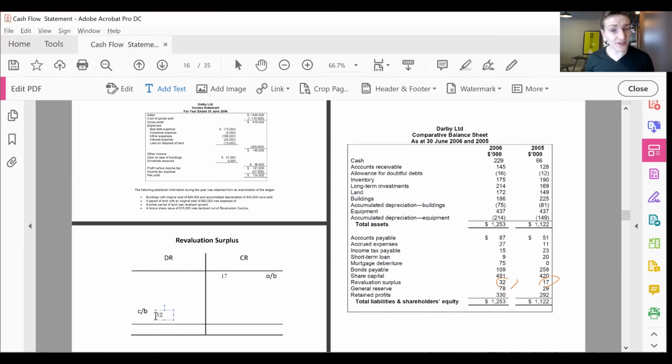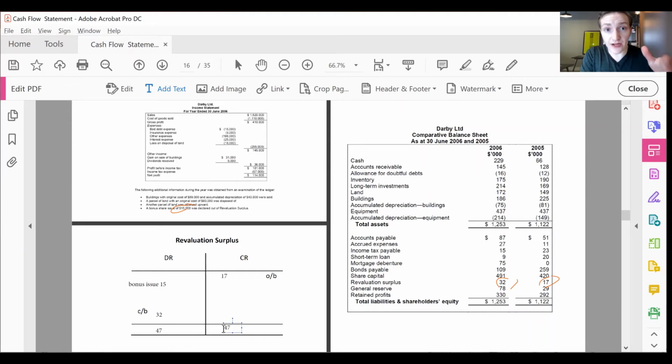So let's hunt down to see if there was one. It turns out that in the notes, there was in fact a bonus issue. The bonus issue here was 15,000. So we're going to be able to record that 15,000 bonus issue on the debit side of our revaluation surplus. So we have the bonus issue of 15K. Therefore, the debit side of the revaluation surplus sums up to 47. We'll also need our credit side to sum up to 47.